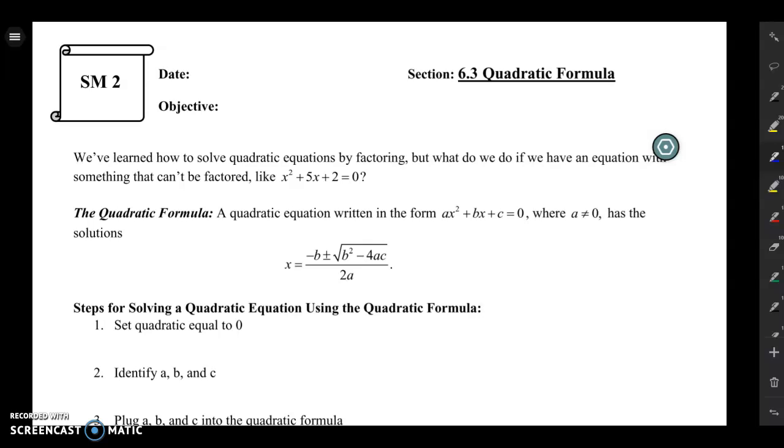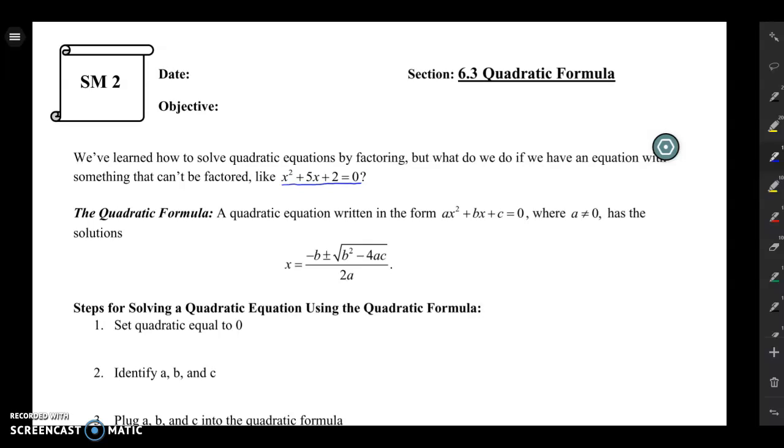Okay, so let's look at why we would even care about having this. There are some quadratics, like x squared plus 5x plus 2 equals 0, that you can't factor. There's no way to factor that. It's hard to use the square root. You would have to complete the square, which you haven't talked about, and it just gets complicated. So we have this nice thing that we can use in this kind of situation, called the quadratic formula.